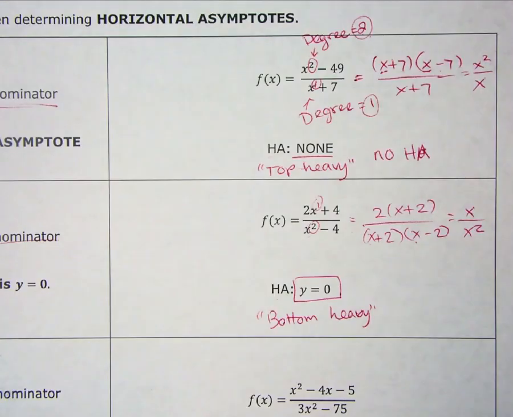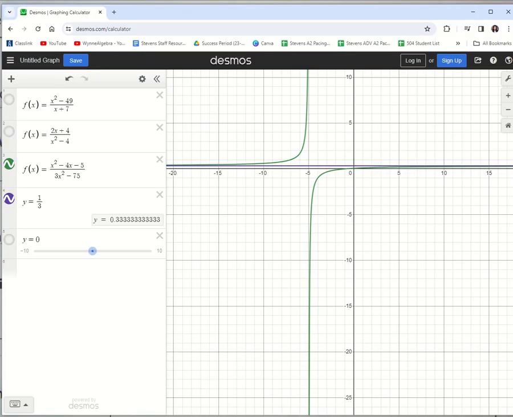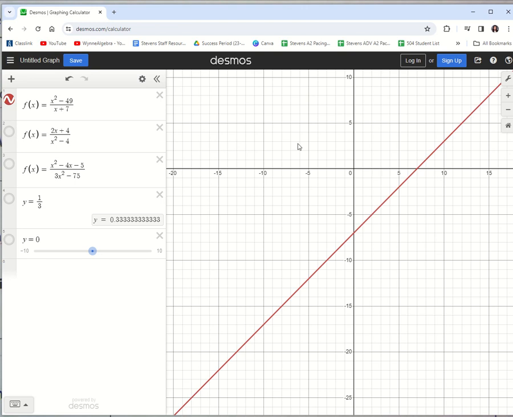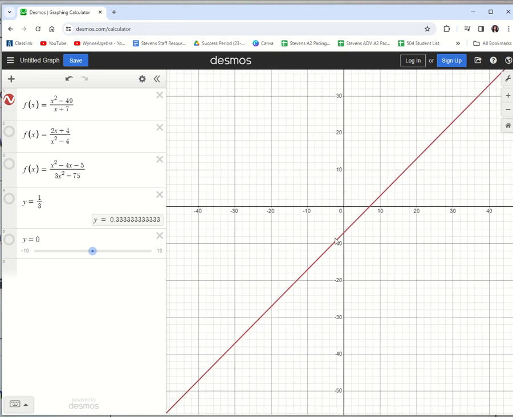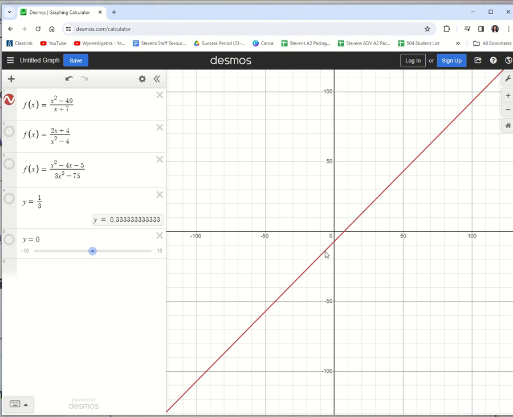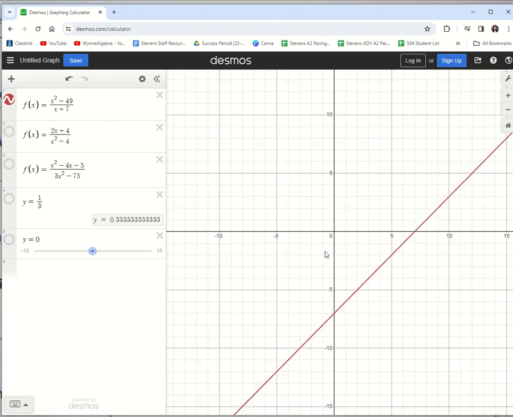And what I want to do is show you the visuals of this. So if we were to graph the example on the top, the example of top heavy, this is how it would look. It would just be a line. And if I zoom out, you notice that it's just still a line. So it's never going to stop being a line, a linear function technically. So there's no horizontal asymptote for this.